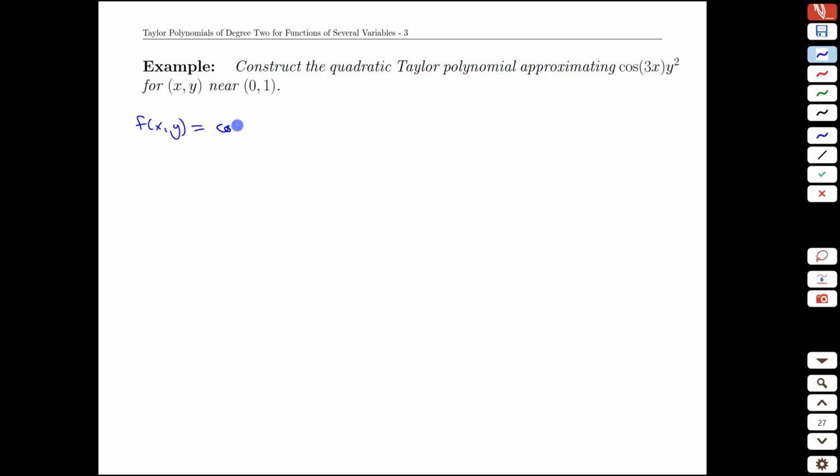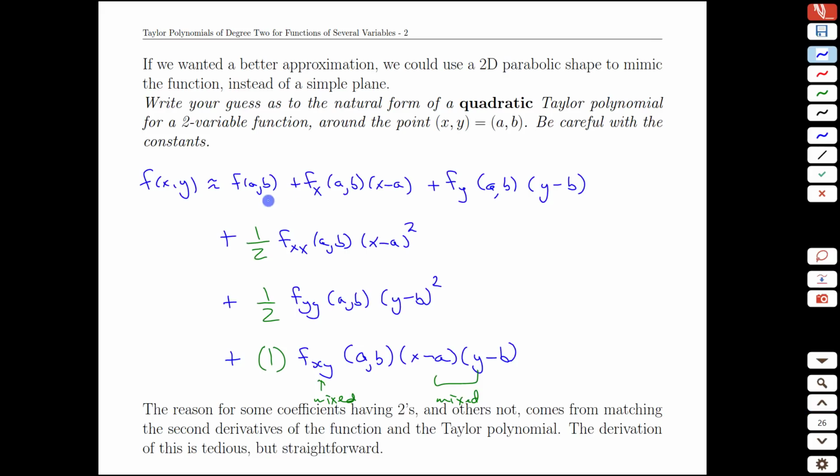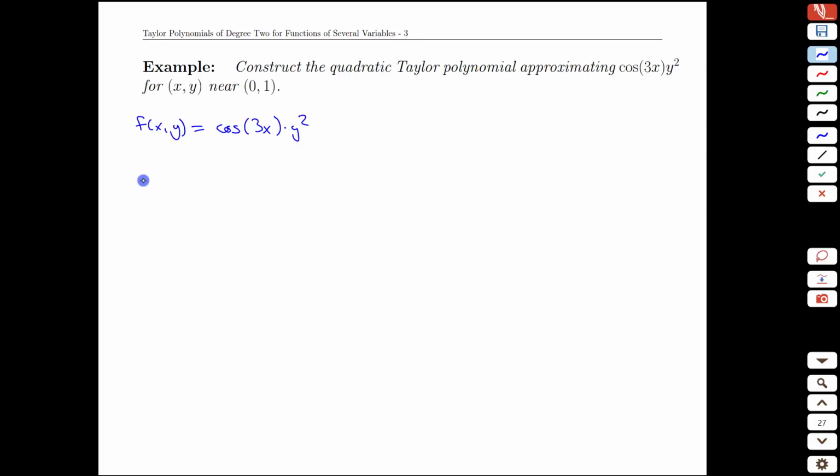Our function is fairly complicated, cos of 3x times y squared outside. And if we take a look back at our formula, we're going to need the single derivatives, first derivatives, and all three of the second derivatives. So we might as well put these all out. I'm going to skip the xy notation for the remainder. We know these are functions of x and y. And just for compactness, write the subscript derivatives. So we're going to take the x derivative of this, and that will give us negative sine of 3x times the derivative of the inside, which is 3, times y squared.